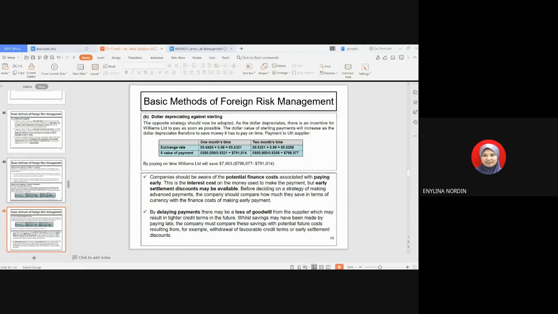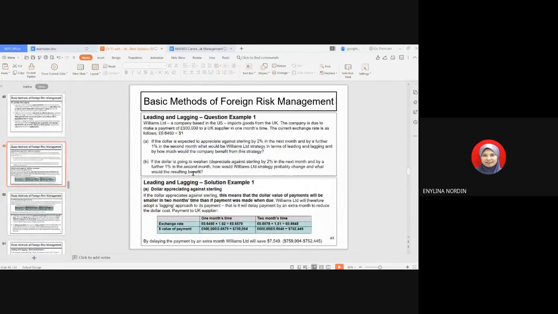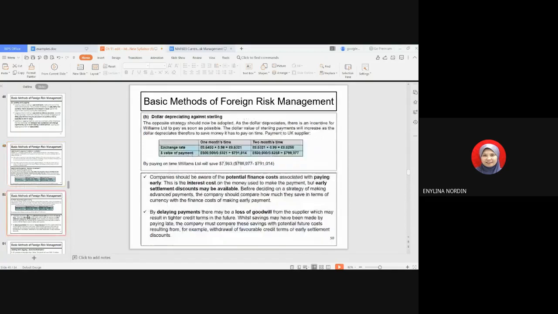if, in the second situation, the dollar is going to weaken, that means going to depreciate against the sterling? So what does it mean? If the dollar is expected to depreciate, that means the sterling is predicted or expected to appreciate. If the dollar depreciates against sterling, what strategy and what does it mean actually?